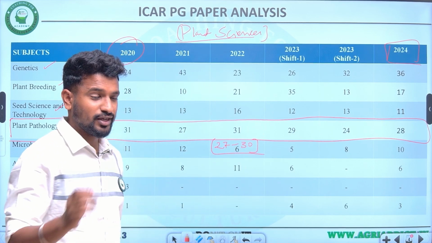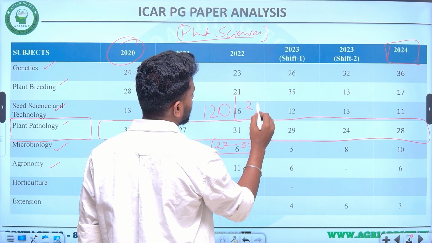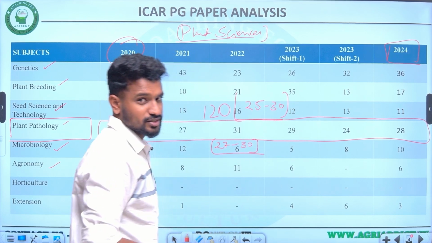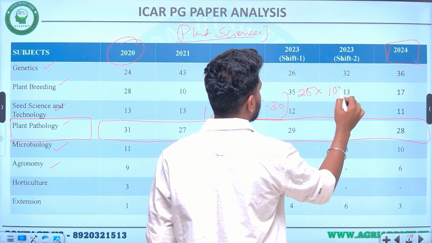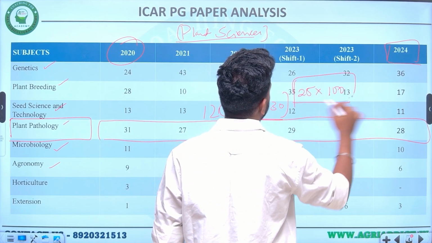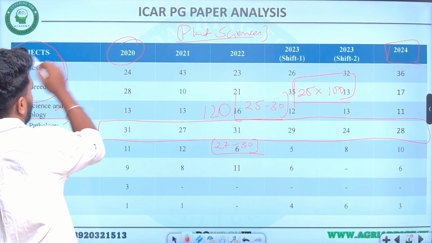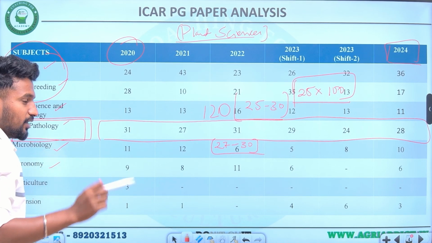Okay, every year out of 120 questions, you are at least getting 25 to 30 questions approximately. This is the number of questions that you will be getting. So 25 into 4 is almost 100 marks you can score from plant pathology. That's why, apart from genetics and plant breeding, this is the most important subject under plant sciences.